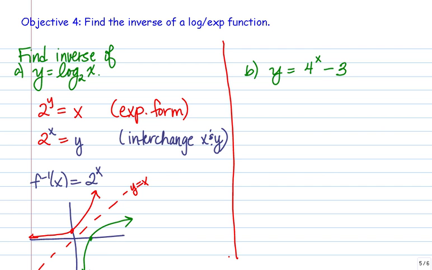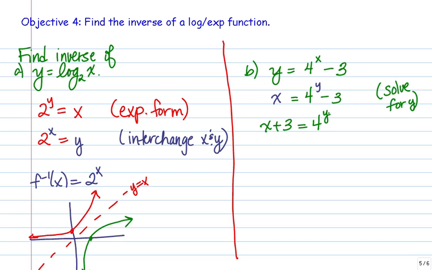So let's look at one more example. If we have y is equal to 4 to the x minus 3, in this case we would need to think about changing the x and the y. So we're going to have x now is equal to 4 to the y minus 3. And now we need to solve for the y. So to solve for y, we need to get 4 to the y on the side by itself. So we would have x plus 3 is equal to 4 to the y.